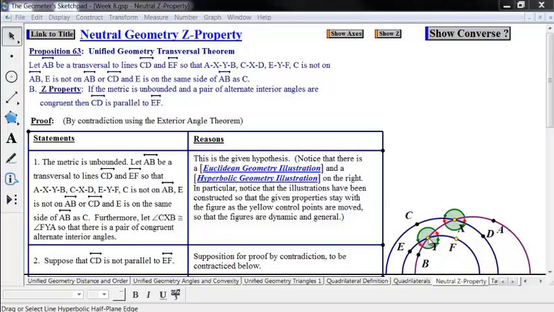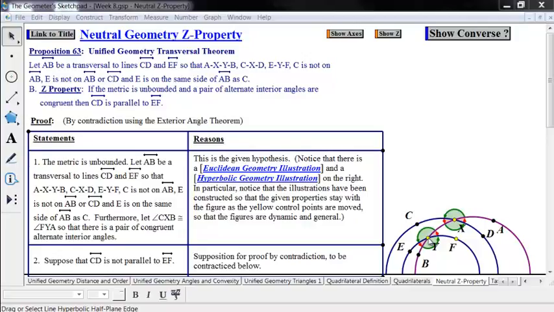In our previous video, we proved the Z property in neutral geometry, and it says that if we have a transversal to parallel lines such that a pair of alternate interior angles are congruent, then the two lines must be parallel. So if you have alternate interior angles congruent, then you have to be parallel.